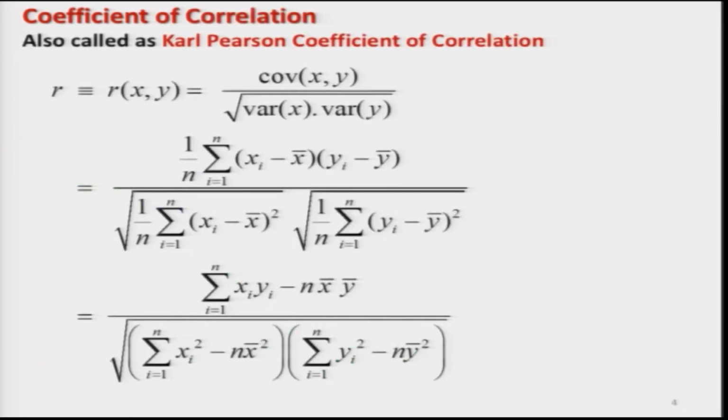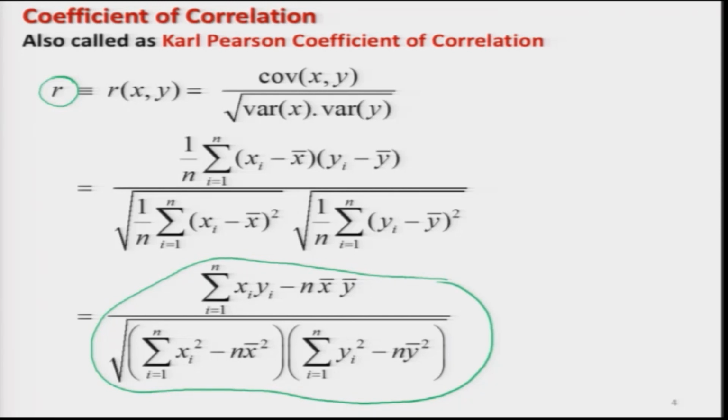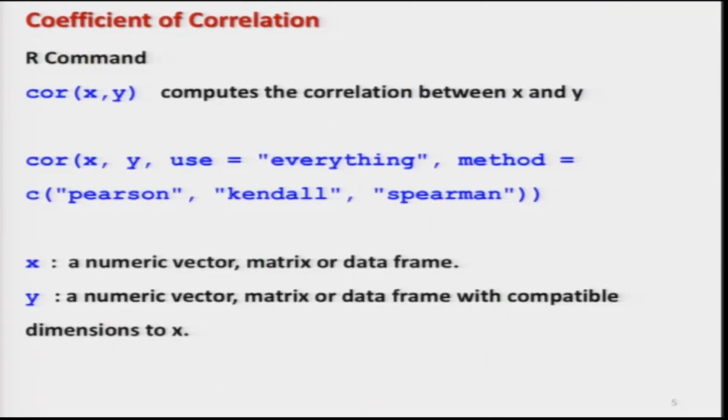So after this we had defined the correlation coefficient. This was defined as, say, r, and finally we had obtained a simplified version of the expression of this correlation coefficient. And after that we had understood how to interpret the values and the sign. Now the next question is how to compute this correlation coefficient inside the R software.